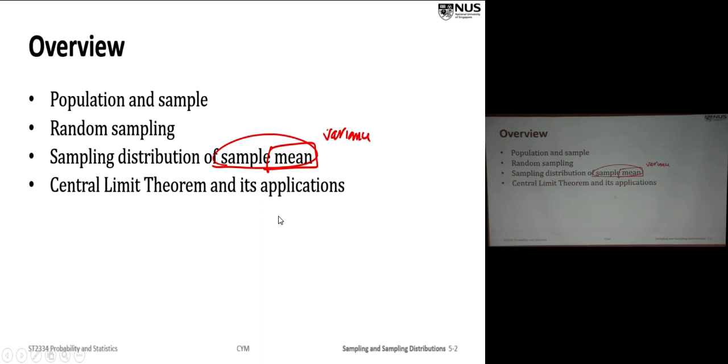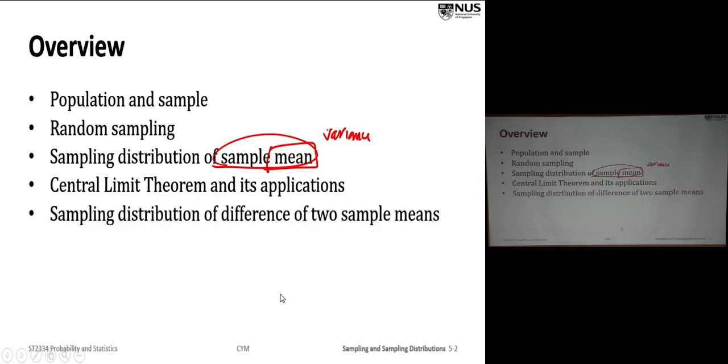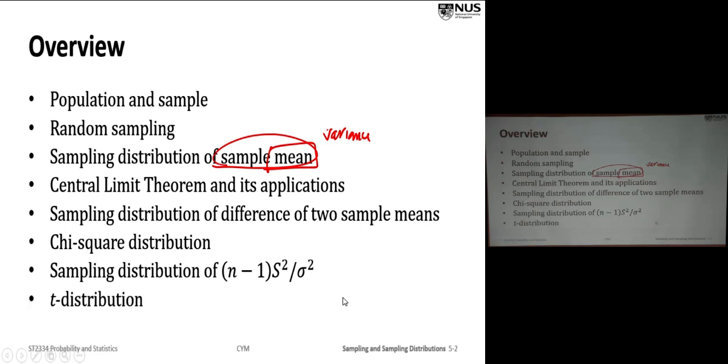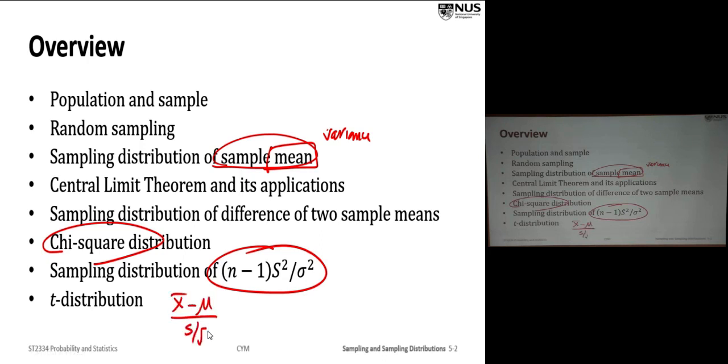So we talk about central limit theorem, and it's a very useful theorem. And we also talk about the sampling distribution of the difference between two sample means, and the chi-square distribution and the t-distribution. These are on top of what we discussed in chapter 4. Now we have two more distributions. They are very useful to model some of the sampling distribution. Chi-square distribution is to model this. T-distribution is to model this. T-distribution is to model this quantity. All right? Okay, population and sample.